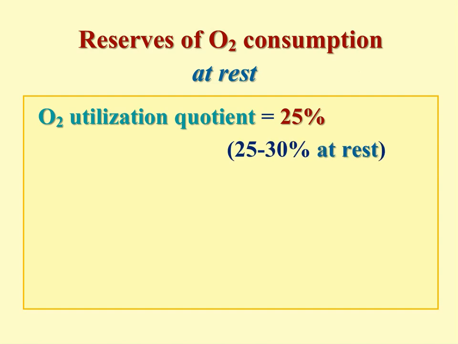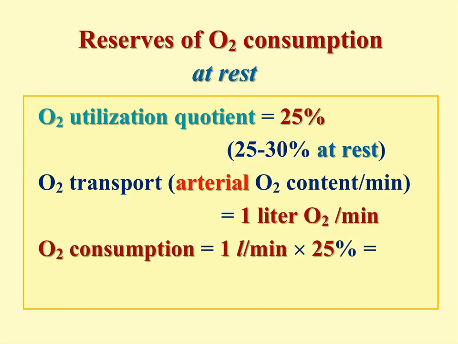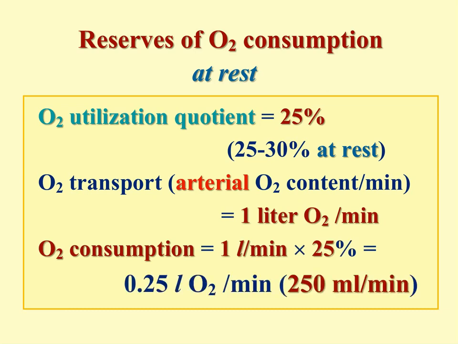So 25% is the classical oxygen utilization quotient for the resting state of the body. And you remember that the oxygen transport we calculated for the resting state was 1 liter of oxygen. So from this 1 liter we utilize about 25%, and therefore we get 250 milliliters per minute utilization of oxygen at rest. So you see these values are classical. Actually it's a normal average oxygen utilization.